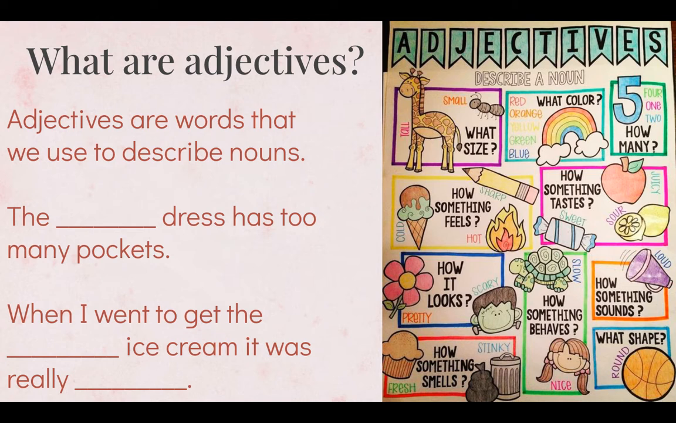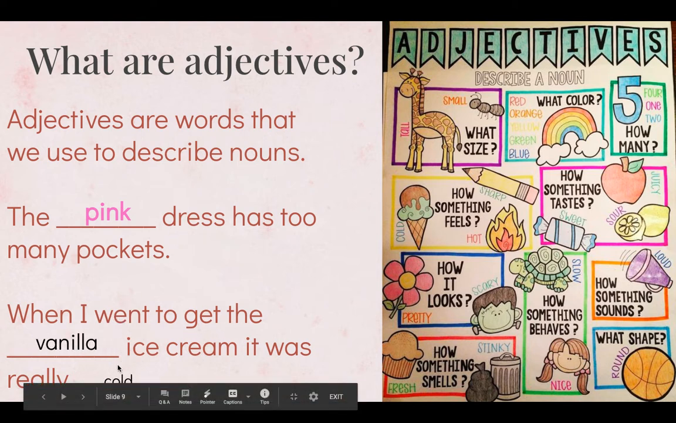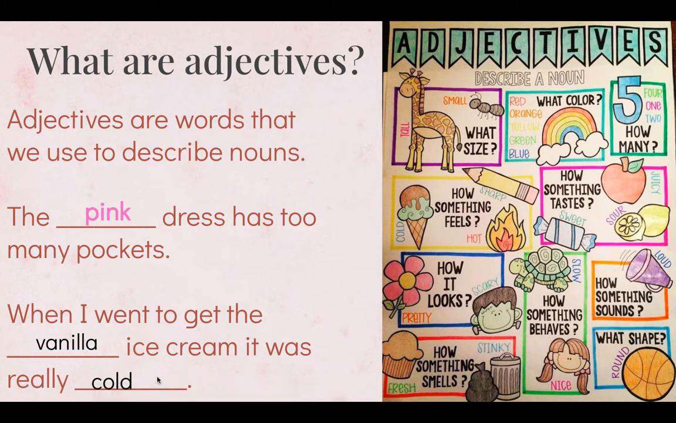So, like yesterday, I used this example. The pink dress has too many pockets. Pink is the adjective that I use to describe the dress. When I went to go get the vanilla ice cream, it was really cold. These two adjectives are used to describe what flavor the ice cream is, and then how the ice cream feels, and it feels cold.